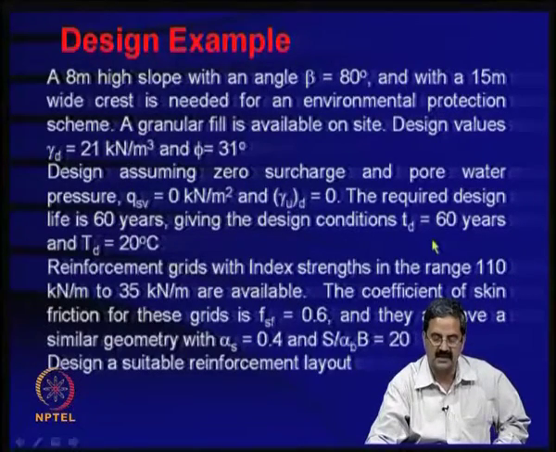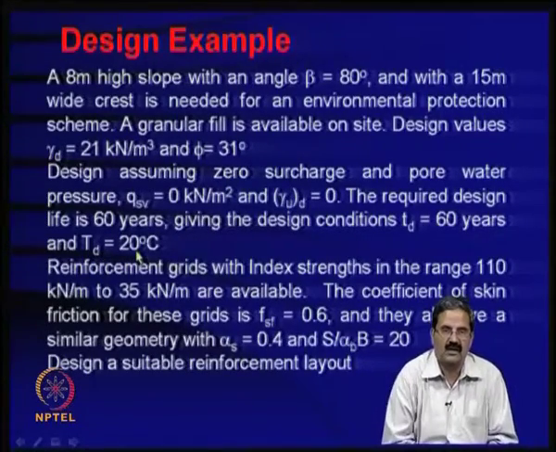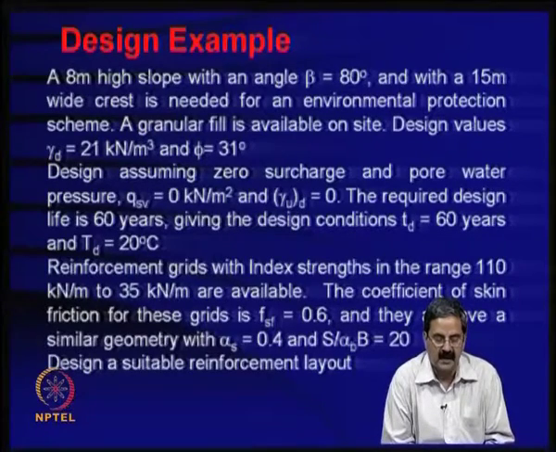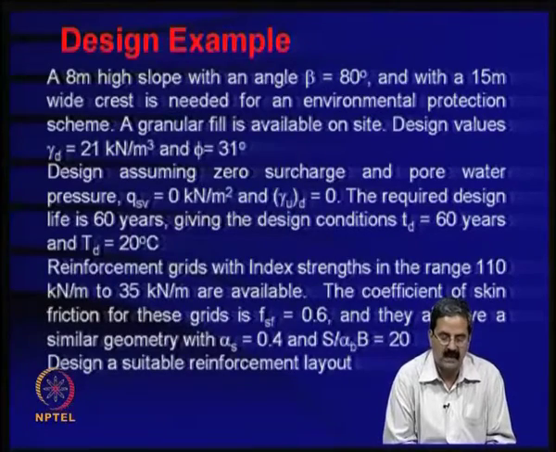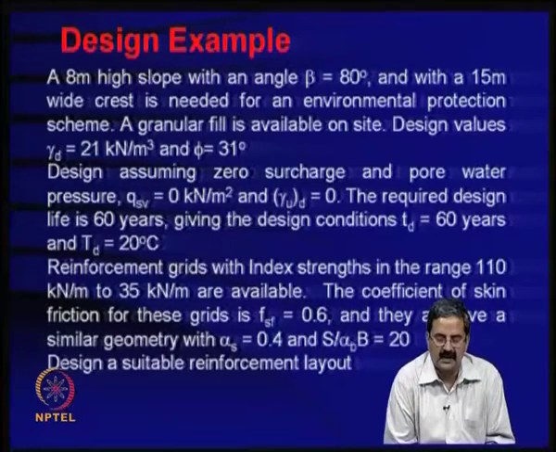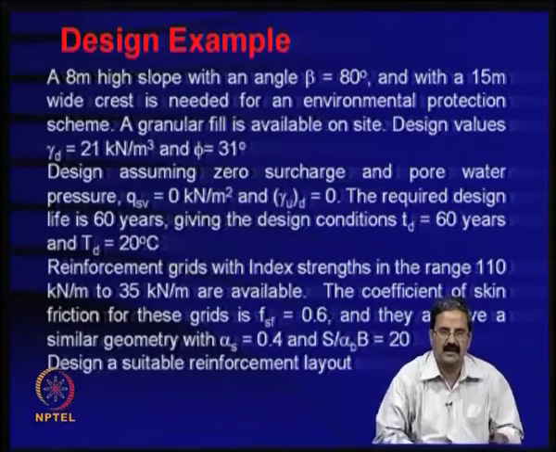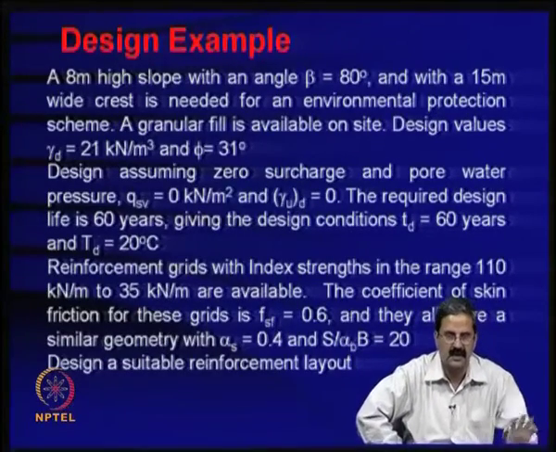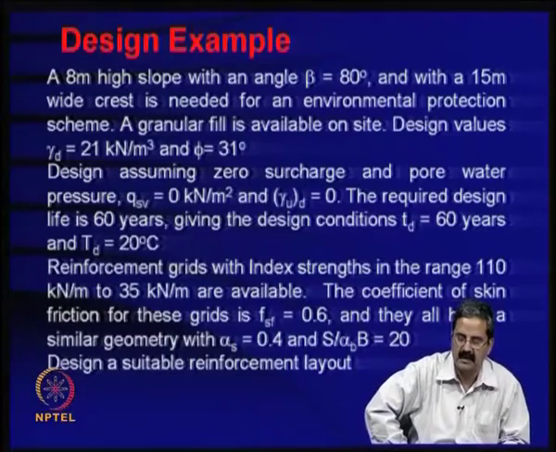Then the design conditions are TD equal to 60 years and the design temperature is 20 degrees, okay. These are all that you get from a geosynthetic company, and reinforcement grids with index properties in the range of 110 to 135 are available. You have a number of companies nowadays in India and abroad, where you get index strengths varying over quite a big range. If you are going for geosynthetic slope applications, there is so much range they will give you.